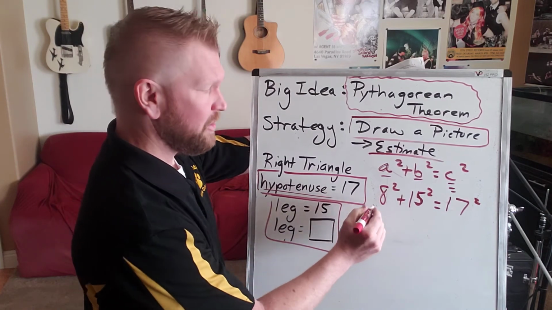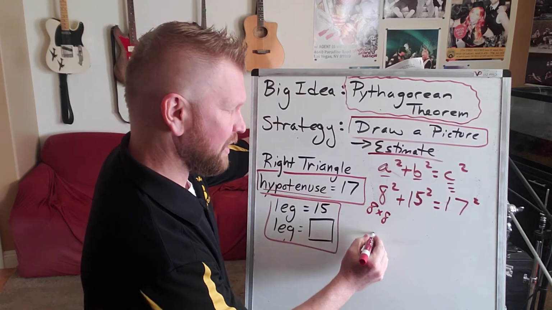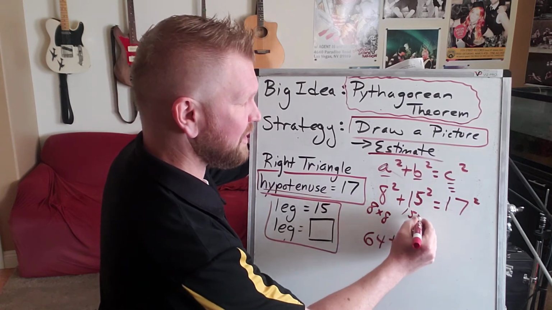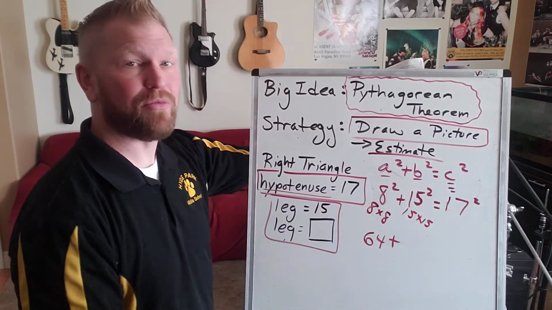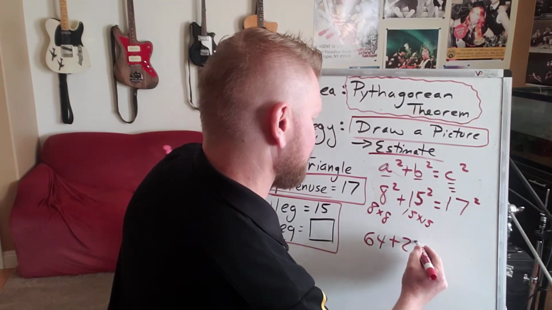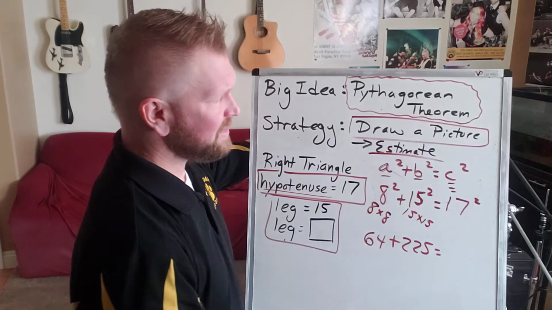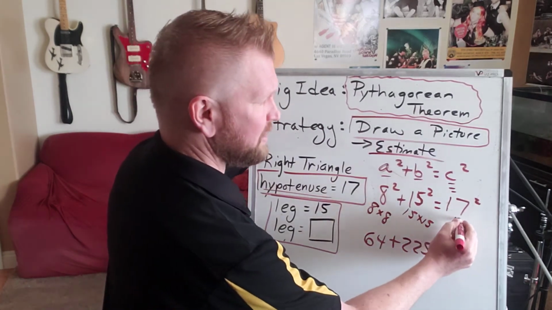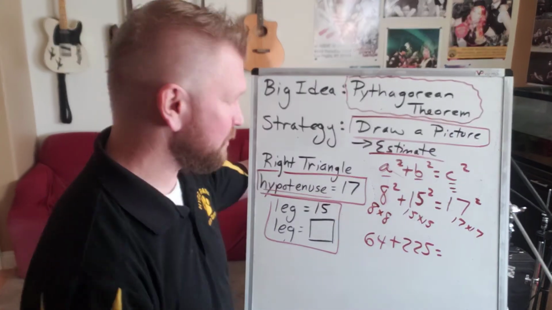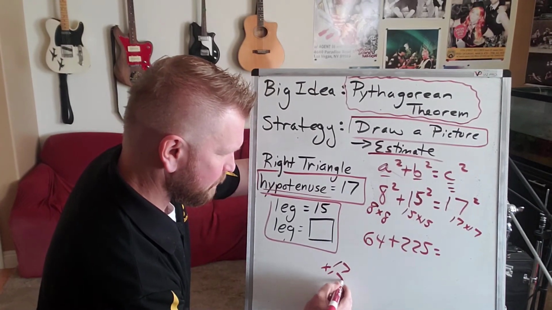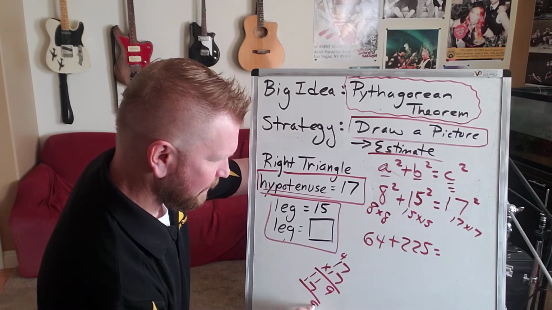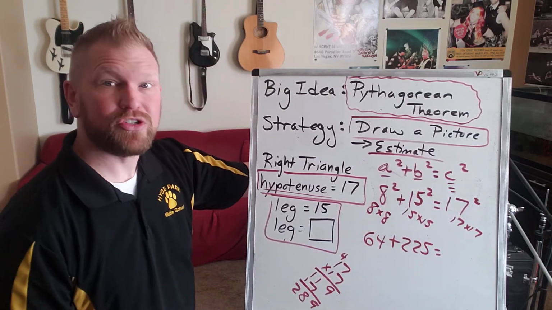So 8 squared means 8 times 8. That's 64. Plus 15 squared means 15 times 15. So you have to multiply 15 times itself. That equals 225. Does it equal 17 squared, which means 17 times 17? So let's go ahead and do 17 times 17, see what that equals. Looks like it equals 289.